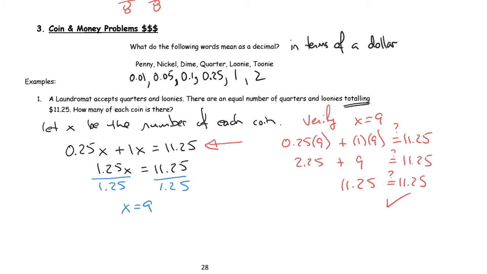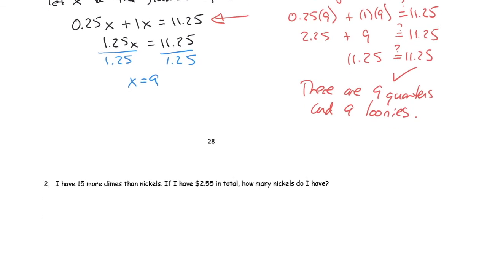So, how many of each coin is there? There are 9 quarters and 9 loonies. Good. Let's take a look at one more problem here.